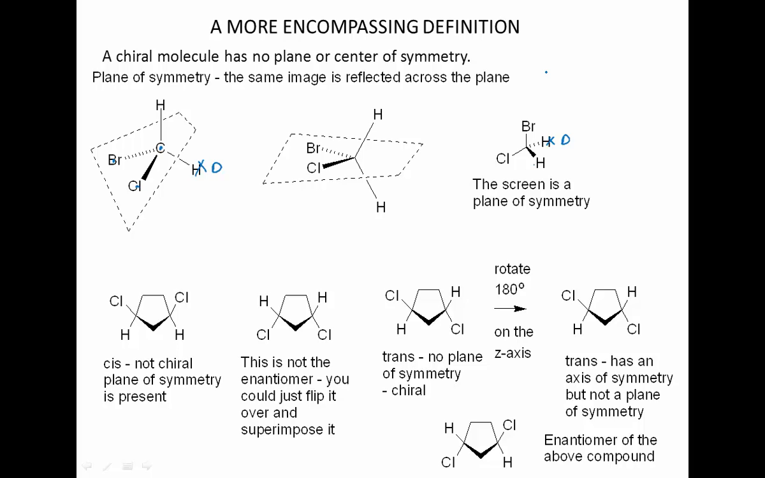All right, so let's look at a few other molecules and see if they're chiral. This molecule here, which is cis-1,3-dichlorocyclopentane, we actually have a plane of symmetry right there that goes straight up and down over that line, right? So the chlorine sees the other chlorine on the other side of that plane. So this molecule is not chiral.